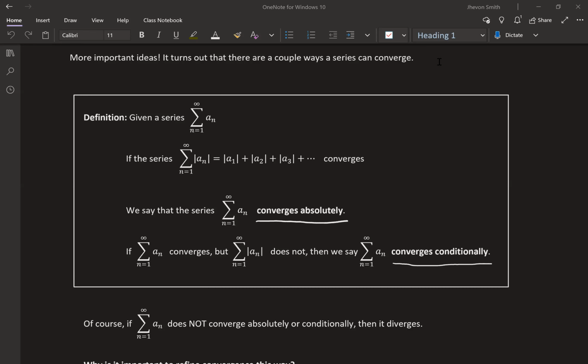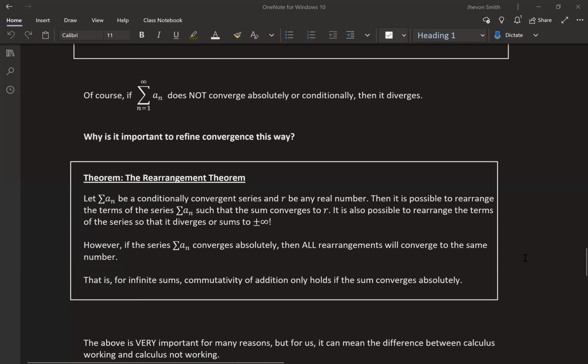So these are two different types of convergence, and it's very important for us to know the difference between these two, because there's something called the rearrangement theorem. The rearrangement theorem basically says, if a series converges conditionally, then you can rearrange the terms to get any sum you want, which means the sum is not going to be well defined. It's not going to be an entity that you can move around in a mathematical equation like you can move around a regular number.